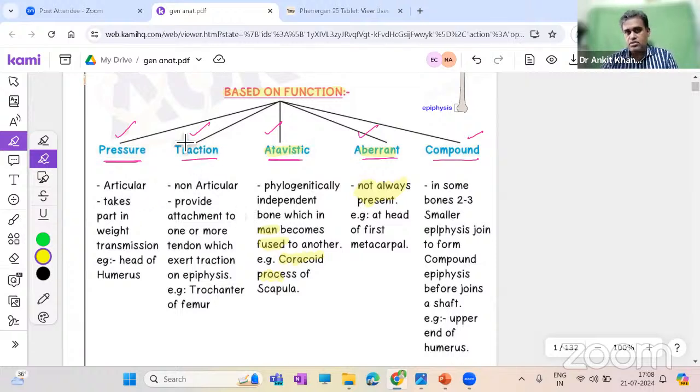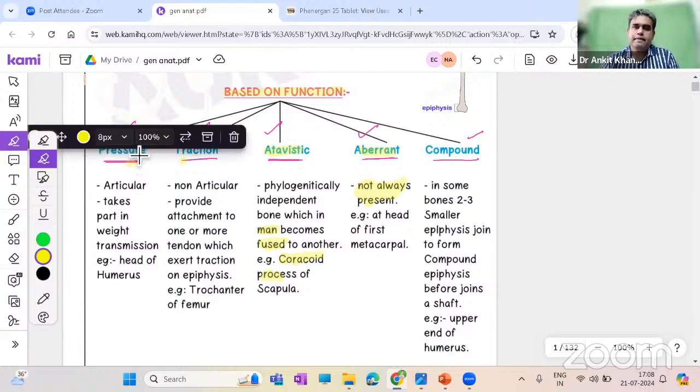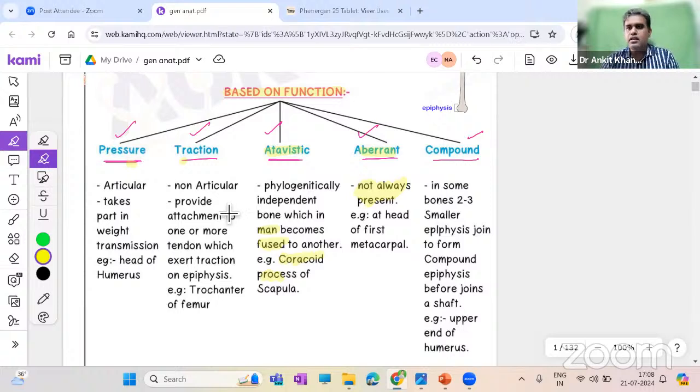Now the 2 other terms over here: pressure and traction epiphysis. Now, how to understand them? Pressure epiphyses are those epiphyses which are given pressure. Pressure means weight pressure. Traction epiphyses are those, traction means you are pulling something. So in some epiphyses, there are some attachments of some muscles, tendons, or ligaments. By the pull of those structures, the epiphyseal centers form different epiphyses. That is known as traction epiphyses.